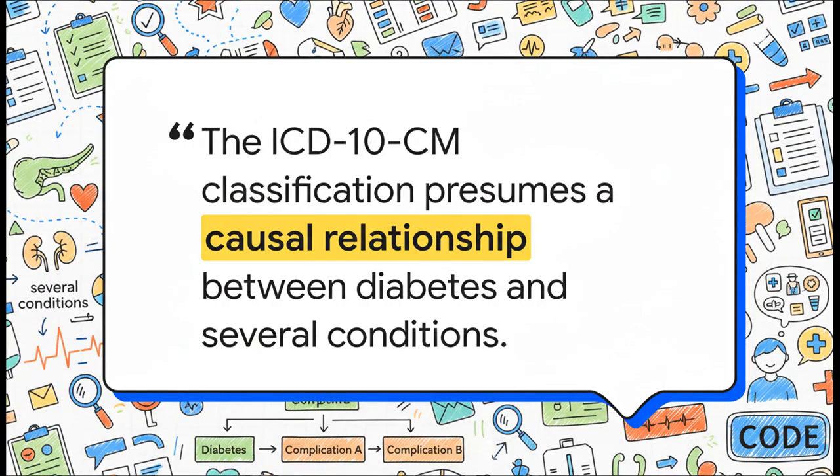Okay, this next idea is a total game changer. The coding system itself has a built-in assumption for the word "with." It automatically presumes a causal link between diabetes and a whole list of other conditions. So if the documentation says something like "diabetes and chronic kidney disease," you can often code them as being related, even if the doctor didn't explicitly write "due to." This makes things so much more efficient and helps create cleaner, more consistent data. It's a rule that just streamlines the whole process.